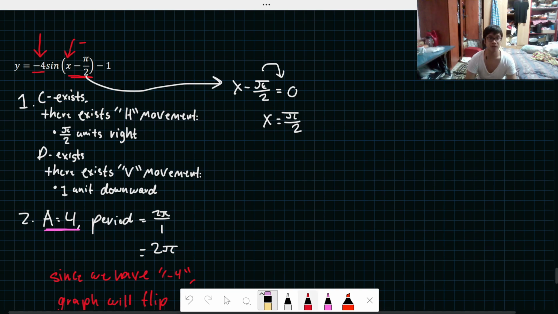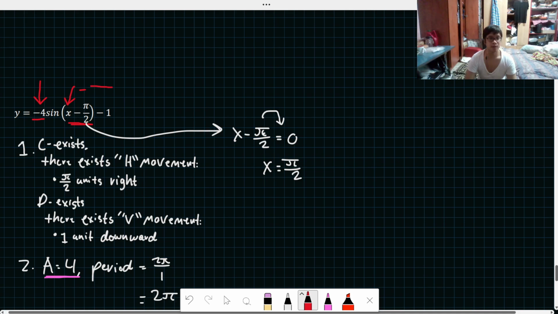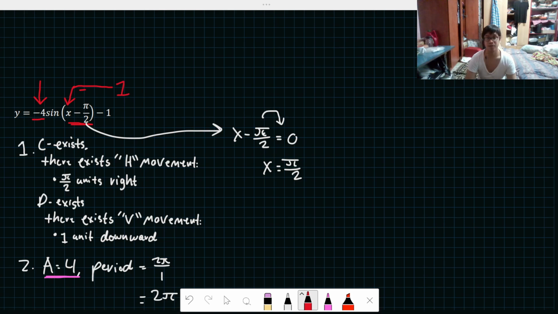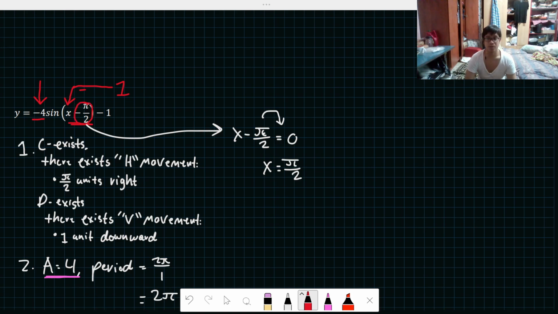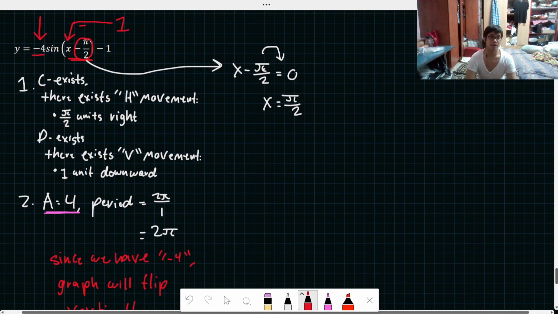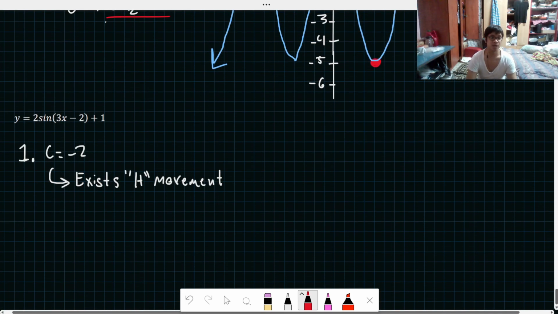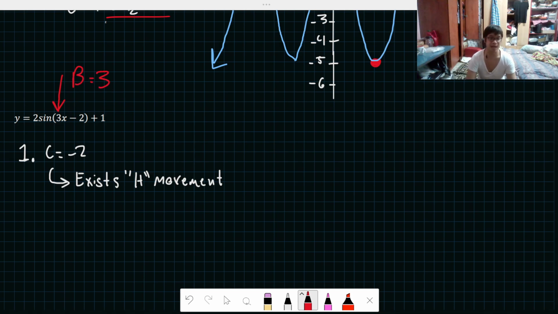If you take a look closely, your x here has a coefficient of 1, and then there is a number here, which is pi all over 2. If it's negative, that means it will move pi all over 2 units to the right. If it's positive, it would mean pi all over 2 units to the left. But in this case, your b is not 1, but rather 3. The coefficient of your x is 3.